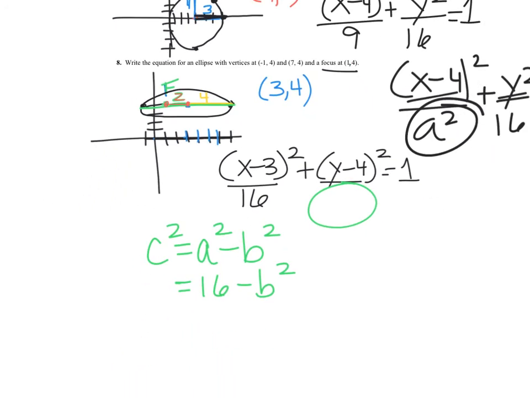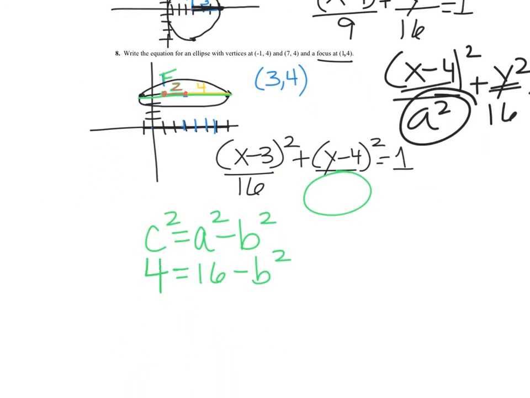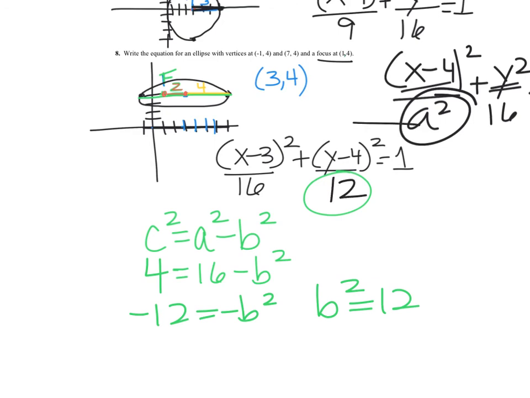Okay, so we're going to go and do 4. So you subtract 16. You get -12 equals -b². So b² is 12. No need to take the square root. We're looking for b². You go right up here and you plug in 12, and that would be your answer. Okay?